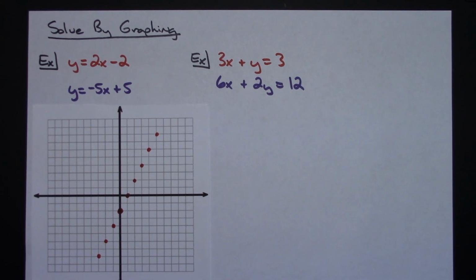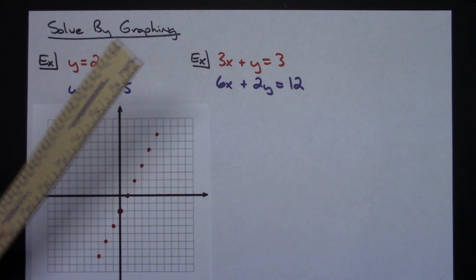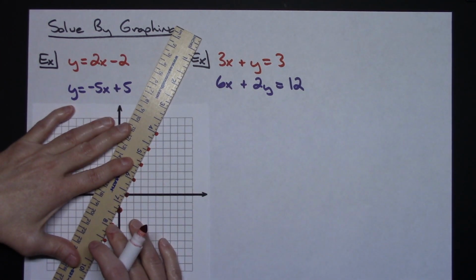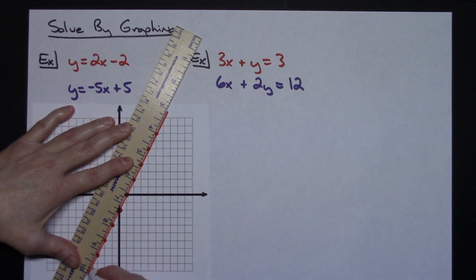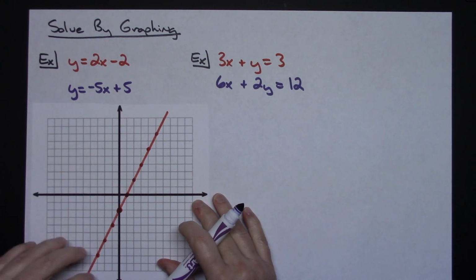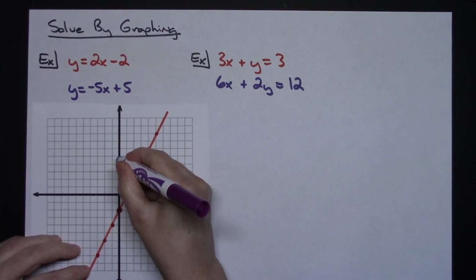Then hopefully you have a ruler. I think I even have a ruler here. Let's dig a ruler out. I do have a ruler. So I'm going to go ahead and connect using a ruler. Now the first line is drawn. Now I'm going to draw the second line. Again it is in slope-intercept form. So y-intercept of 5, 1, 2, 3, 4, 5.